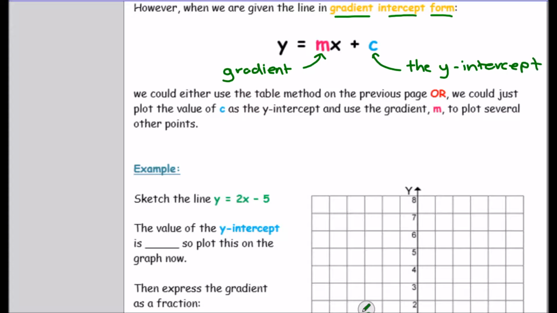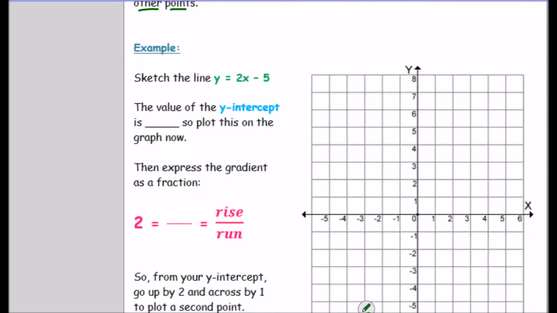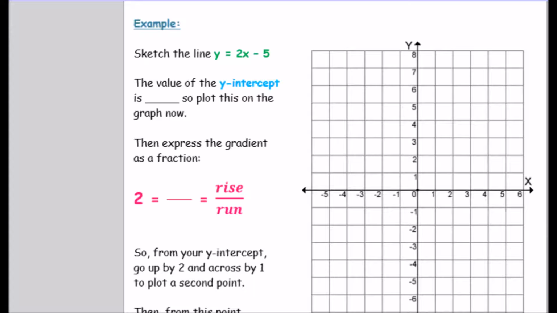As I was just going on about, we could either use the table method on the previous page, with the x-intercept and y-intercept, or in this form, we can plot the value of the y-intercept first, and then use the gradient, m, to plot several other points. Below I'm going to point out how you can do that. For example, sketch y equals 2x minus 5.